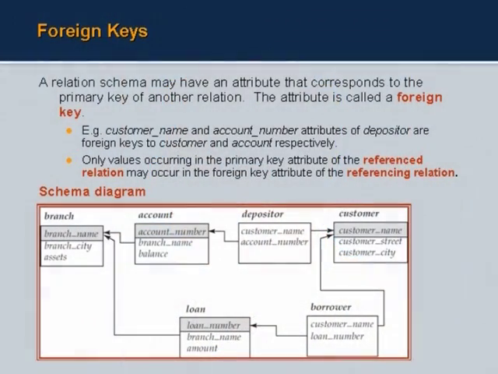Similarly, in depositor, account number is a foreign key to this, while customer name is a foreign key here. Similarly for borrower. Similarly here, branch name of loan is a foreign key. Okay, so this is the diagrammatic notation. And in SQL, skipping these, let me go to the part where we declare these keys.